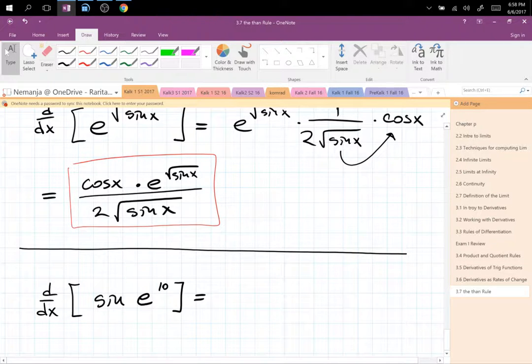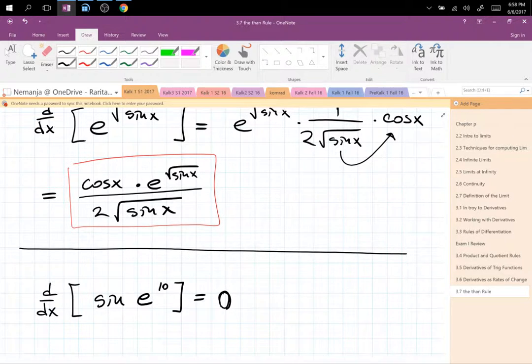So what's the derivative on this one? 0. 0. Nice. Is there any x around? It's not a function. It's a computation. e to the 10 is a number, sine of that number is some number. When you take derivative of the number, you get 0. There is nothing special there.